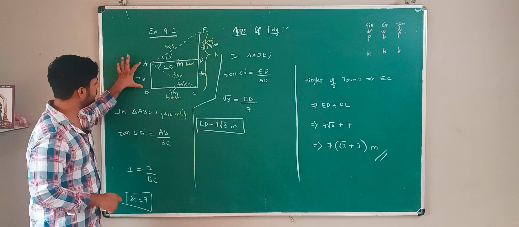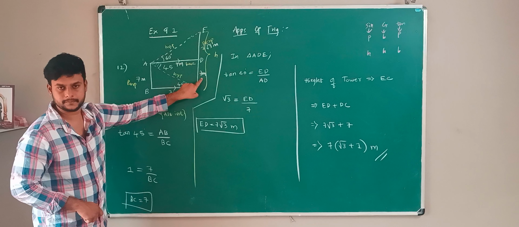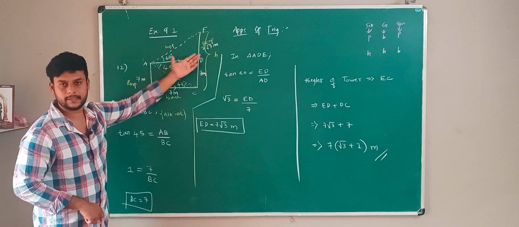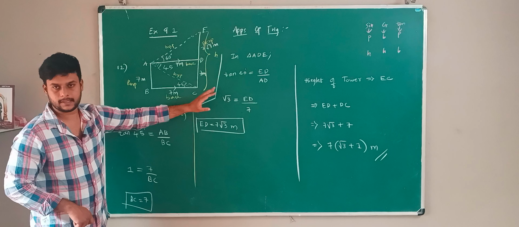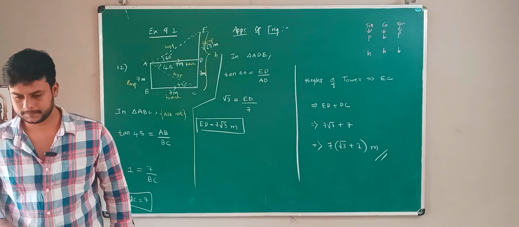Correct? By this, I found out the base. As I understood the base, AD is also same because they both are equal. And if AB is equal to DC, this also came 7. Next, I jump to the above triangle. This was easy to find. I found it like that, using tan 60. After that, I added both of them. Easy? Yes. Right. Any doubts?